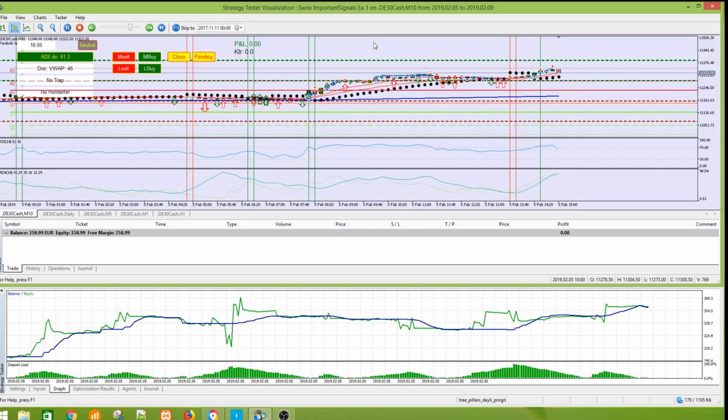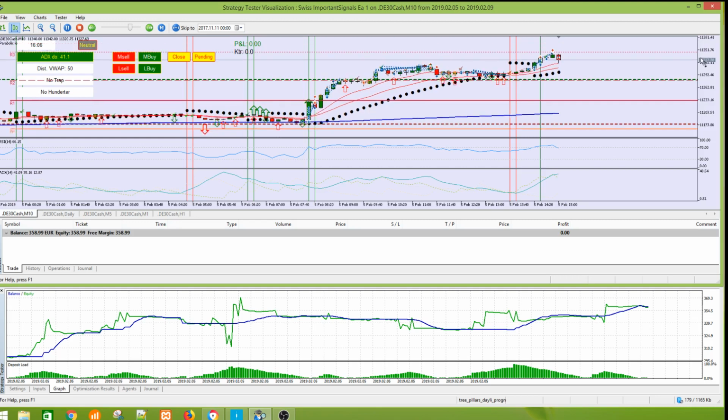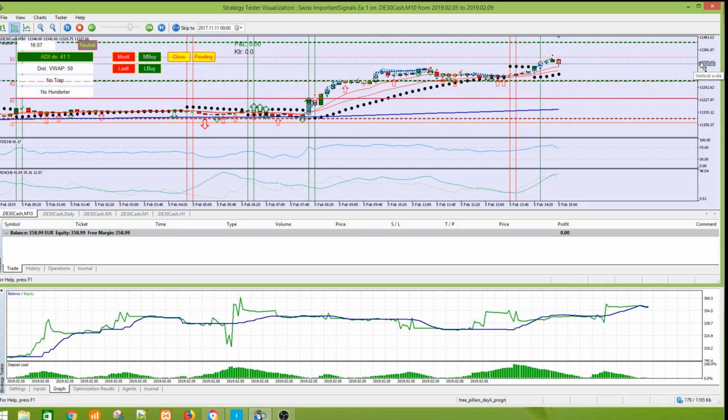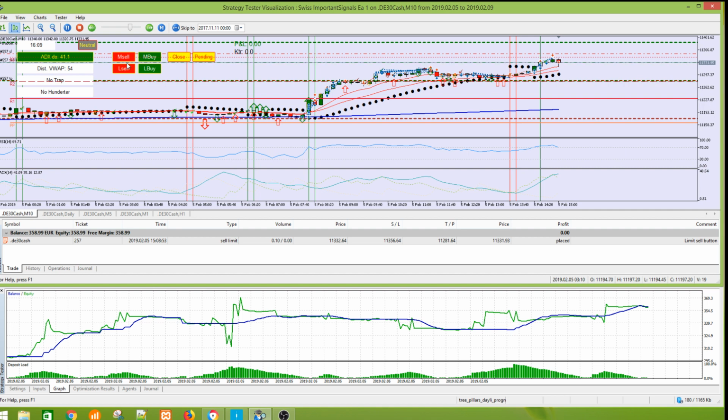In the 10 minutes chart you don't see it so quickly, but the 10 minutes chart filters much jitter. And yes, that's typical. Dow Jones is probably turning around. And now I just put a limit sell.